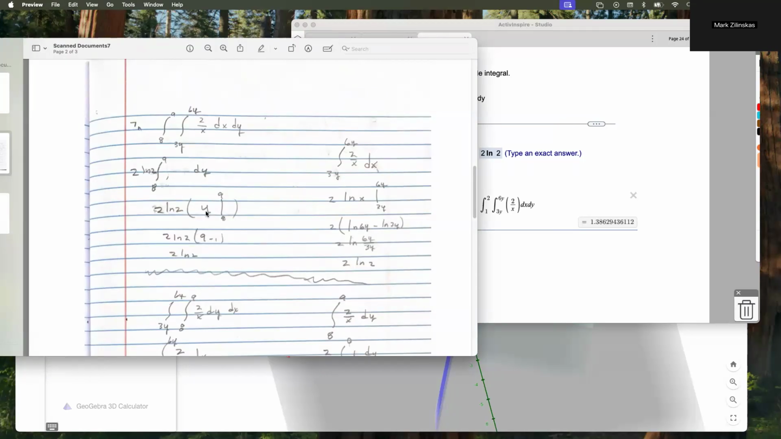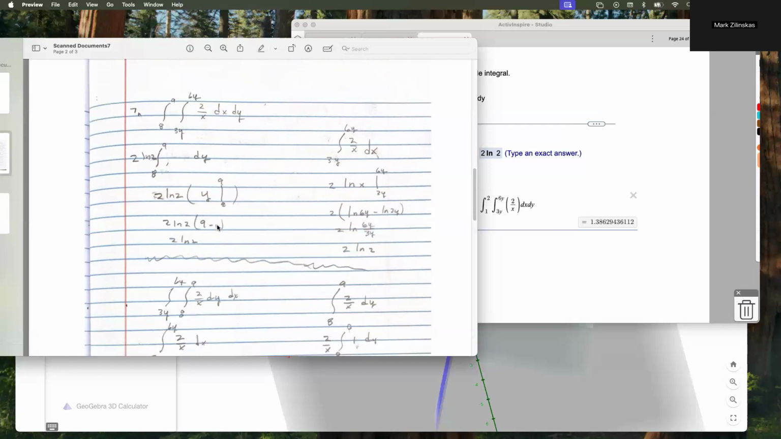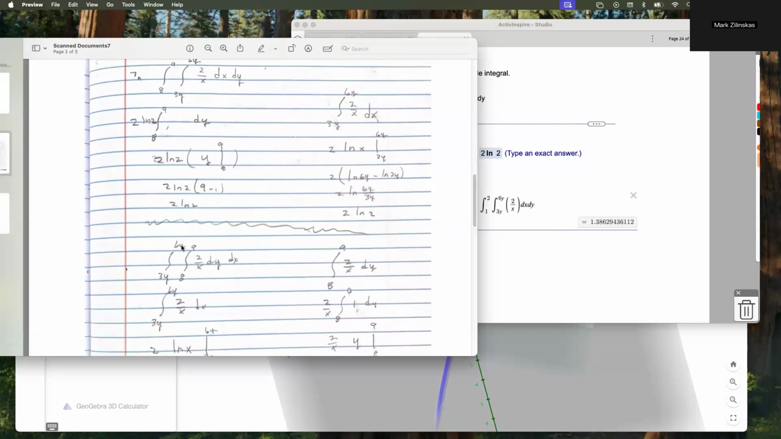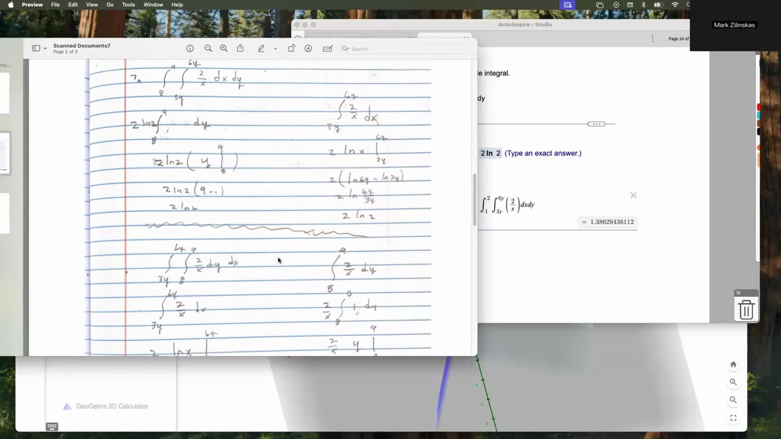So I'll just simplify here. 9 minus 1 is 8. Or 9 minus 8 is 1. I don't know where that 1 came from. Must have had a little brain freeze there, but that's 9 minus 8, excuse me, which is 1. So I'm just left with 2 times the natural log of 2.